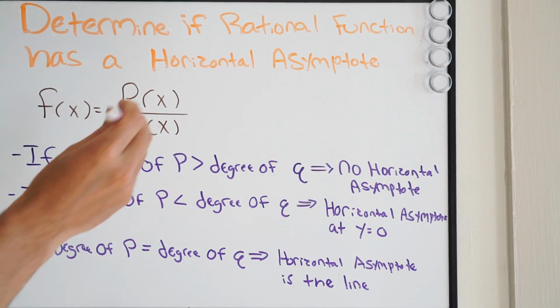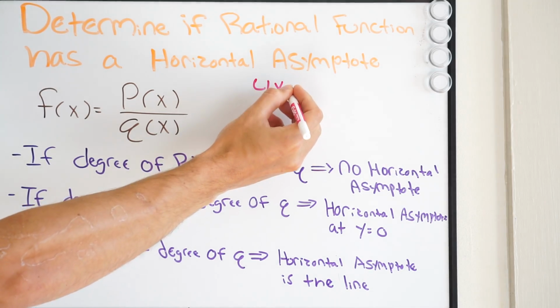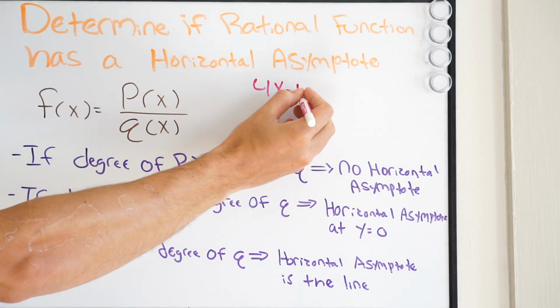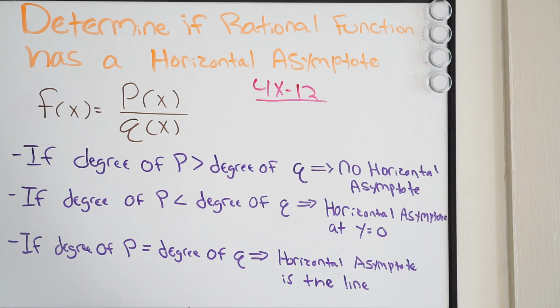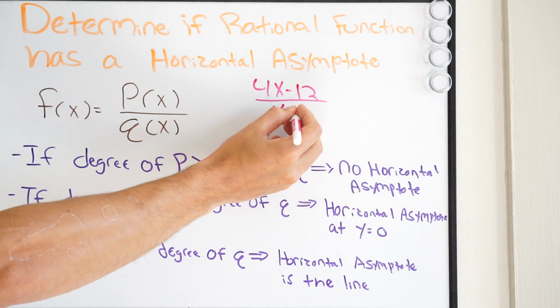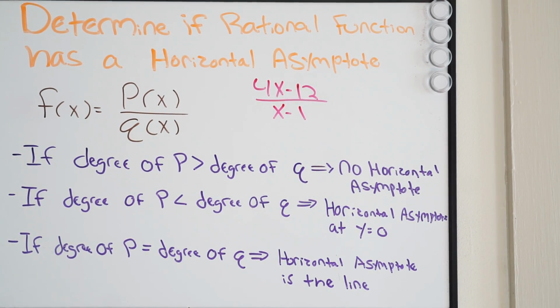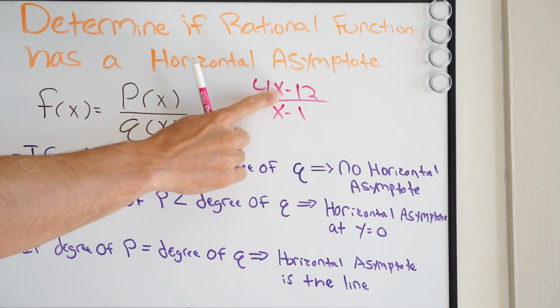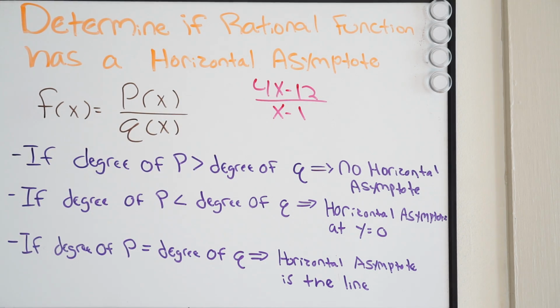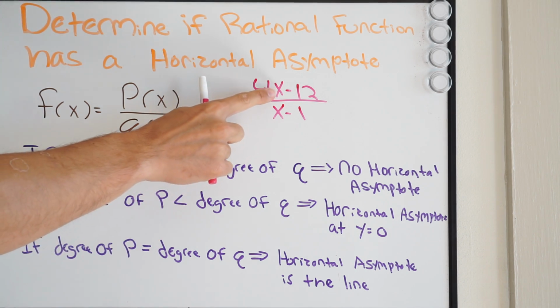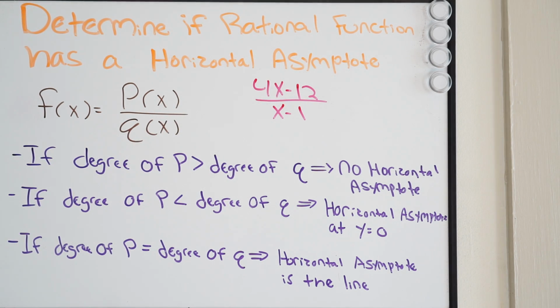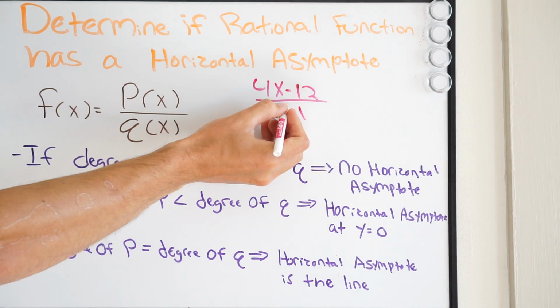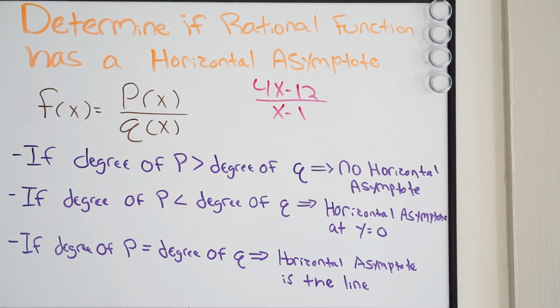So if I have 4x minus 12 over x minus 1. Again, determine what your p is going to be, determine what your q is going to be, and that's going to be the highest exponent value. So if we look here, my p is going to be this 4x. Q here is going to be x. If you look at them, they both have the same degree here, because remember, this is to the first power and this is to the first power. So they both have the same degree.